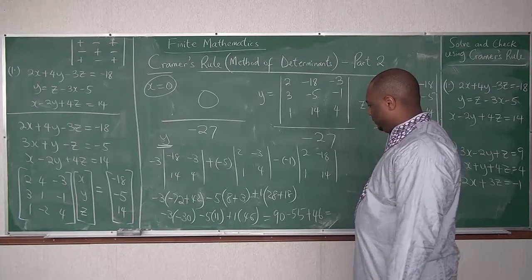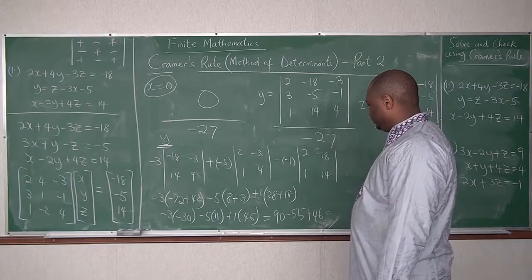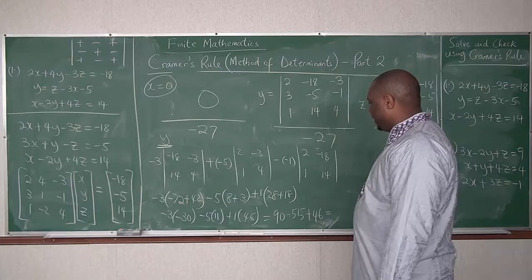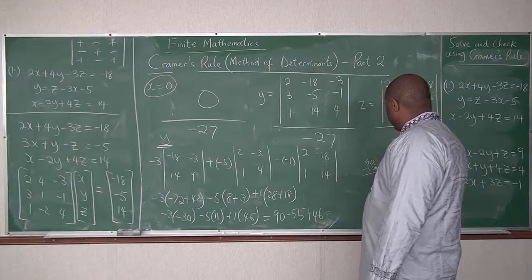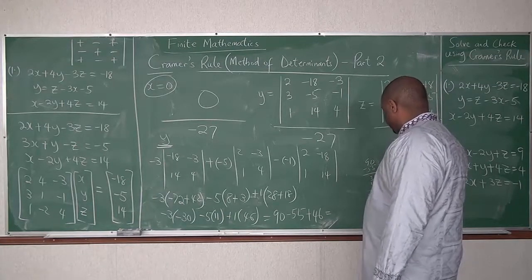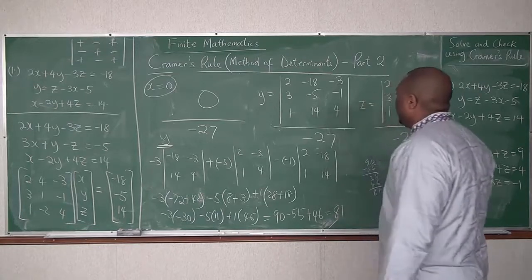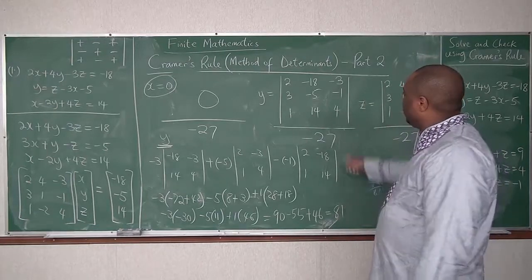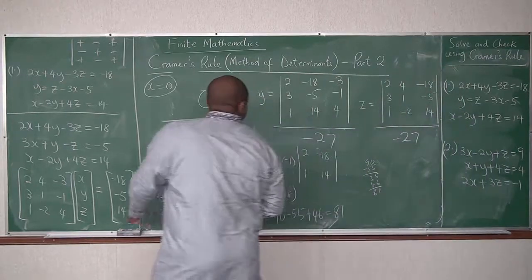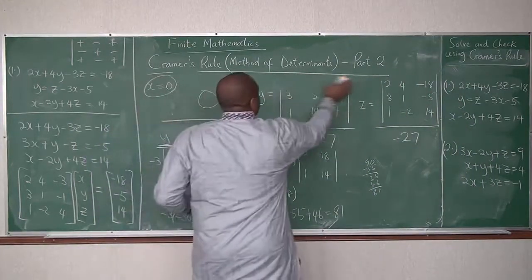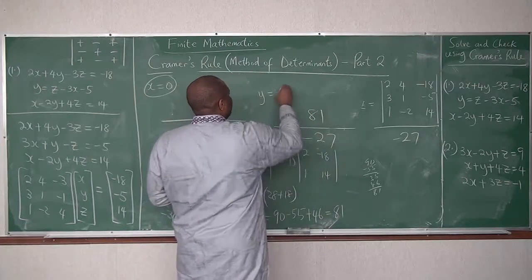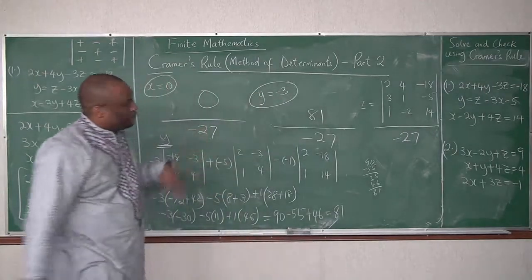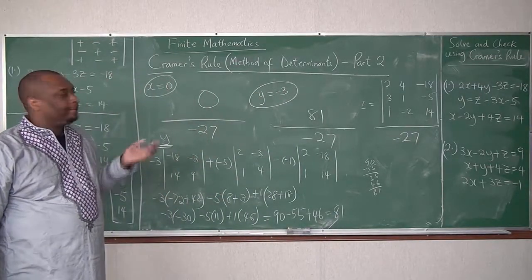90 minus 55 is what? 35, right? 35 plus 46, 81. So this is 81. Now our y will be 81 over negative 27, which is negative 3. Our y is negative 3.